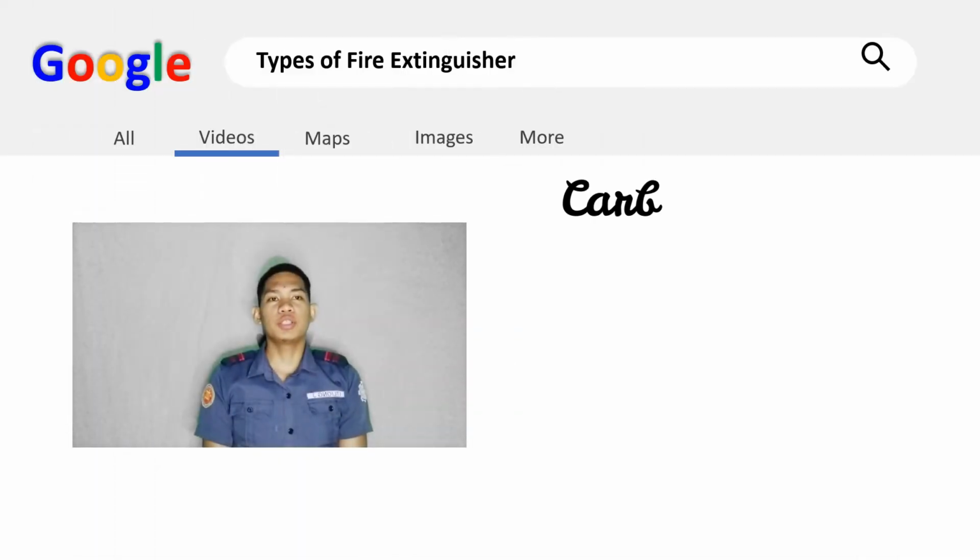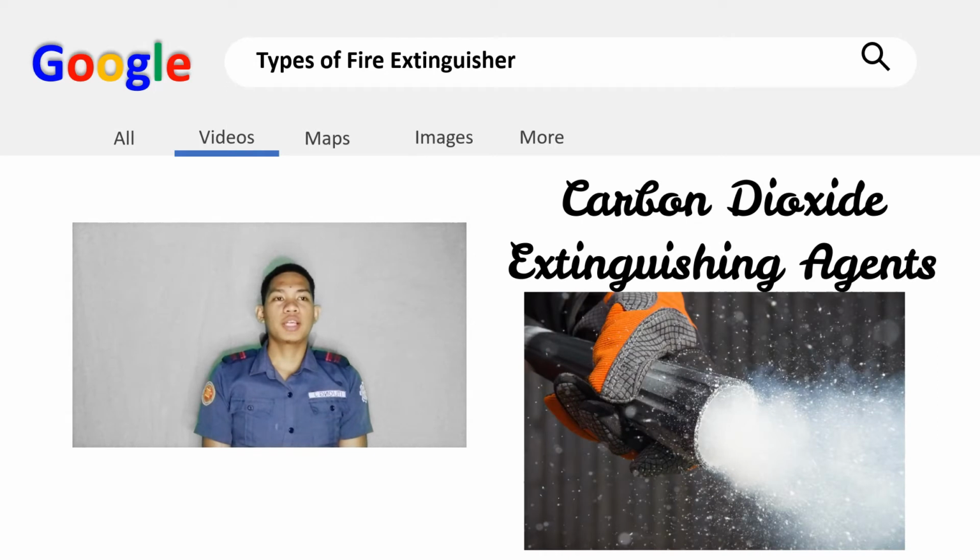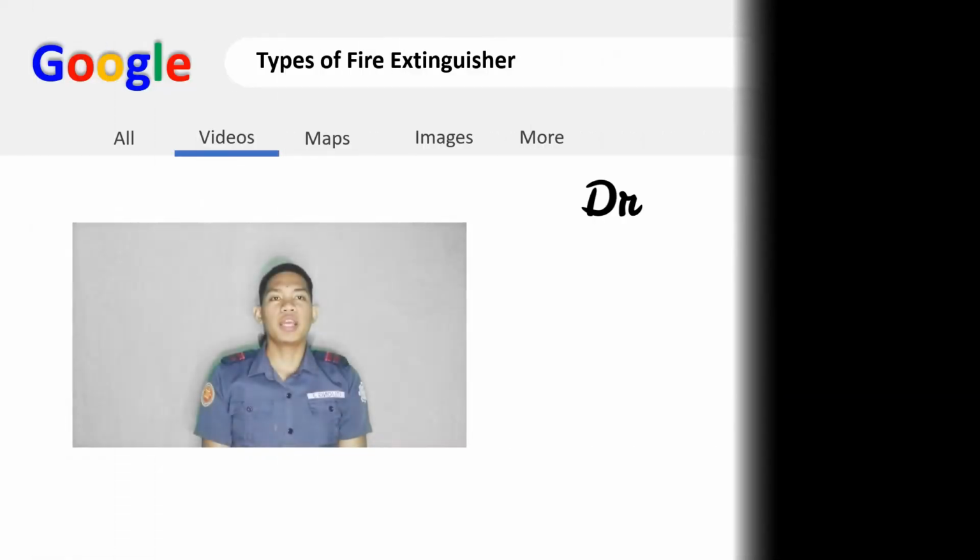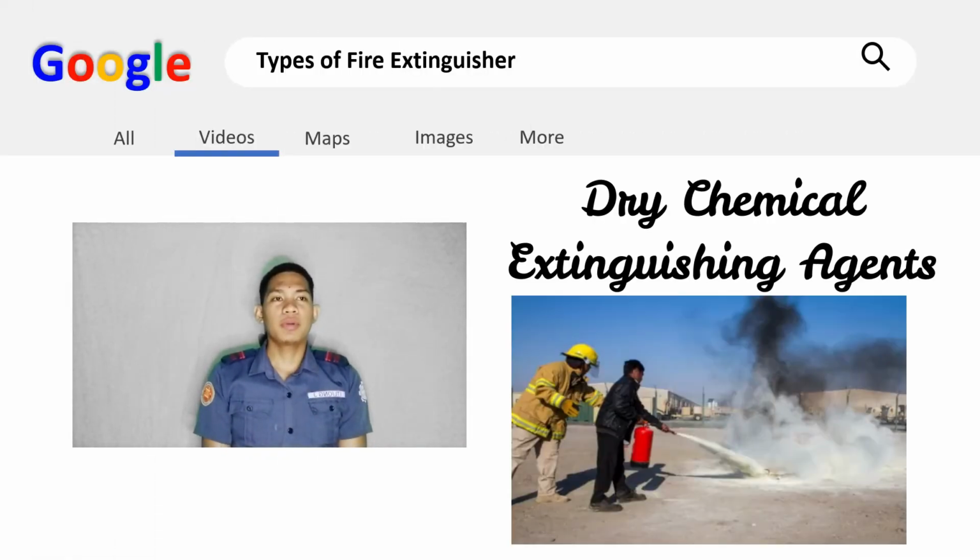In carbon dioxide extinguishing agents, carbon dioxide has been allowed for use within the building in areas that include internal combustion or gas turbine, propulsion machinery, as well as other areas. And dry chemical extinguishing agents: chemical extinguishing agents in powder form are known as dry chemical extinguishing agents. Dry powders, on the other hand, are only for flammable metal fires and should not be confused with this.